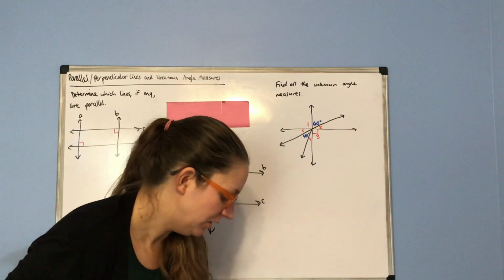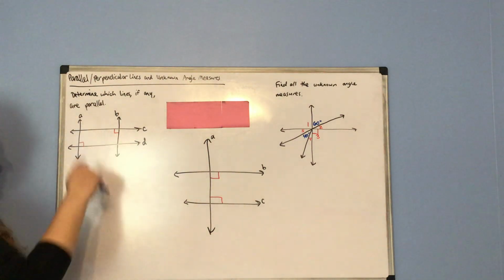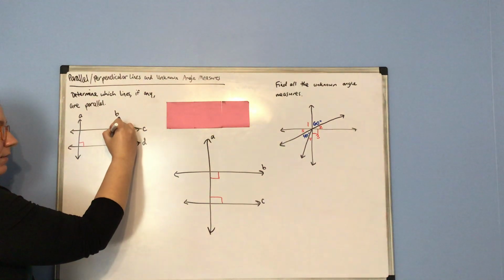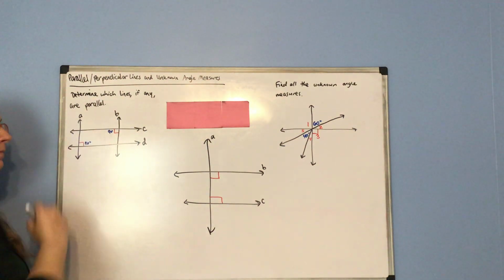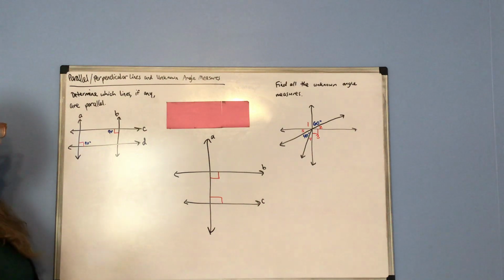The only information they've given us is that this angle right here is a right angle, this angle right here is a right angle. We know right angles add up to 90 degrees. So this is definitely 90 degrees, this is 90 degrees. Okay. What other angles can we tell for sure?